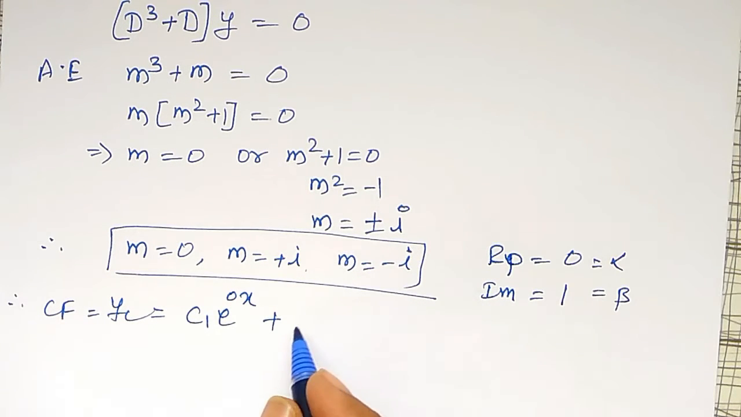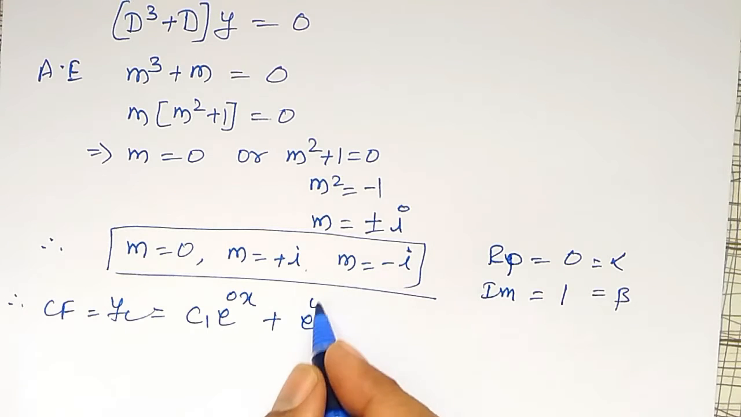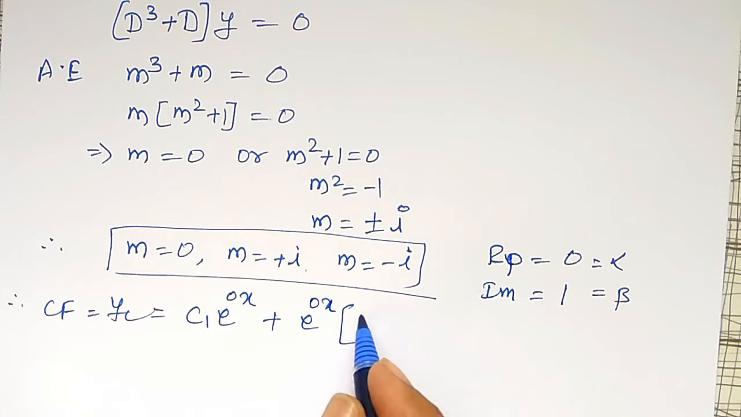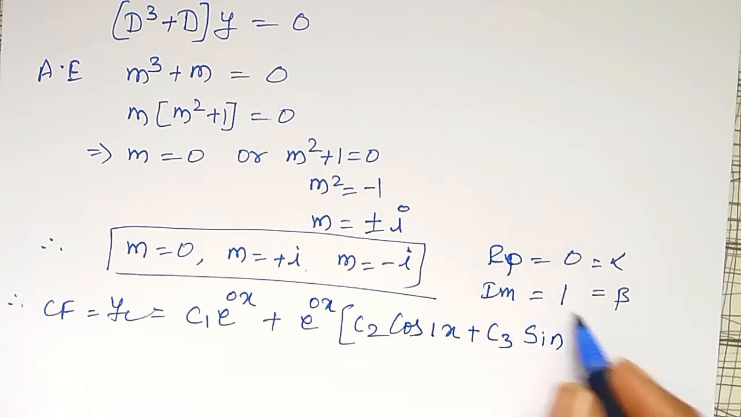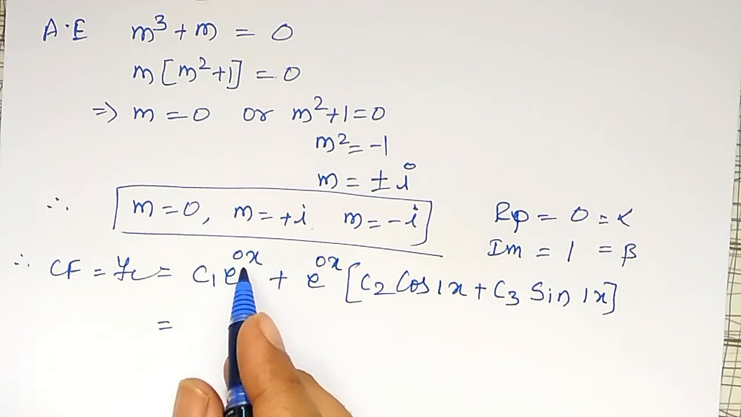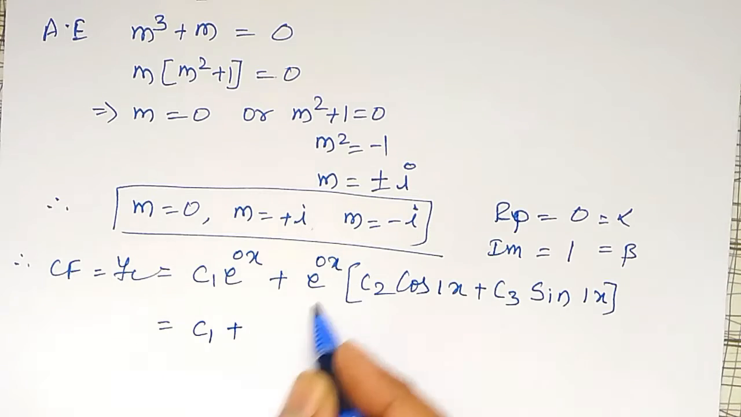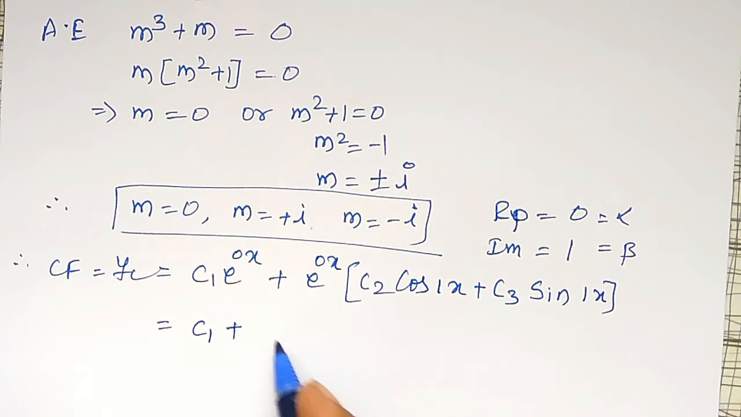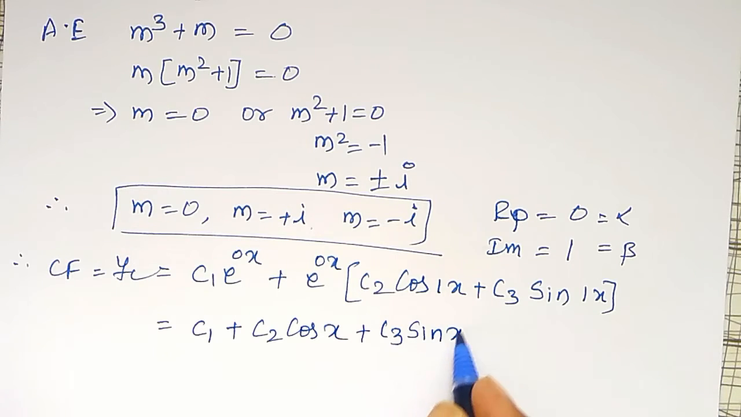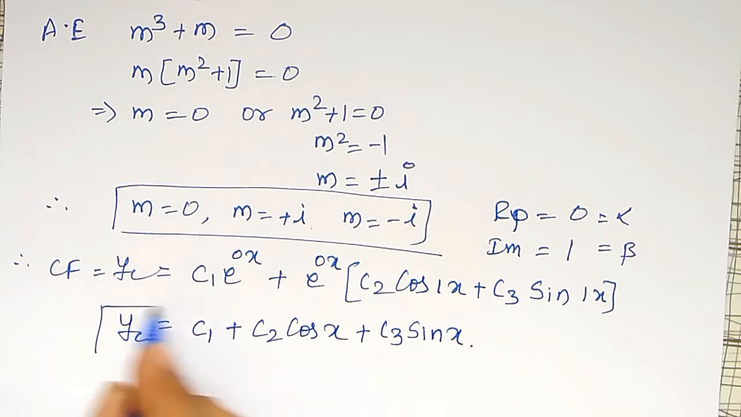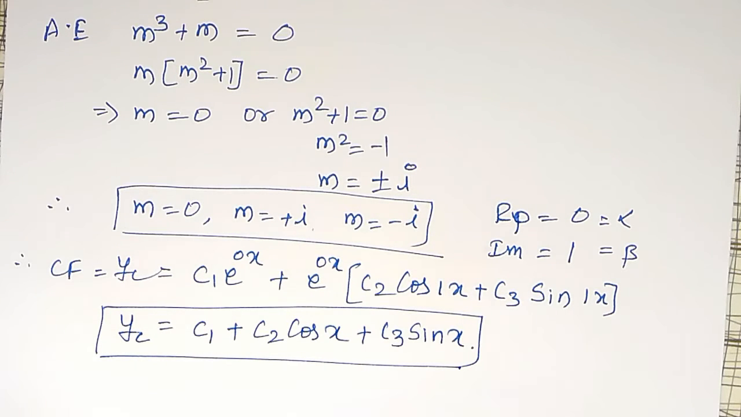Therefore e to the power alpha x, that is 0x, into c2 cos beta x, beta is 1, x, plus c3 into sin beta x, beta is 1, x. In simplified form I can write it as e to the power 0x, e to the power 0 is nothing but 1, therefore c1 plus, again 1 into anything will become 1, c2 cos x plus c3 sin x is the general solution or complementary function for the given differential equation.